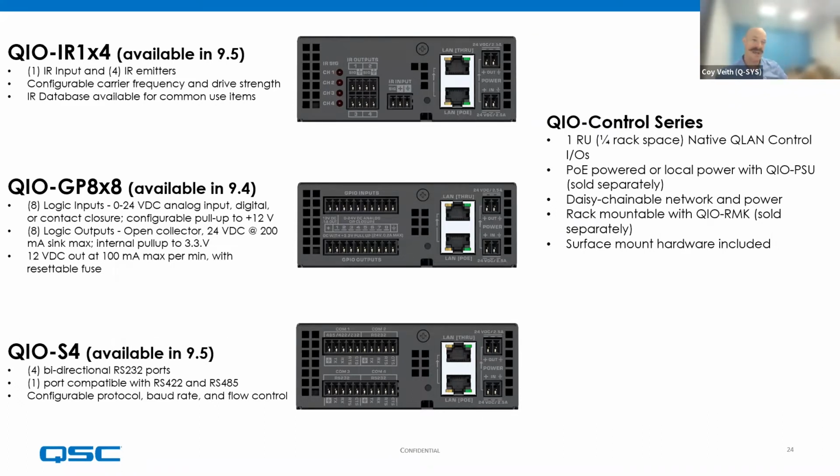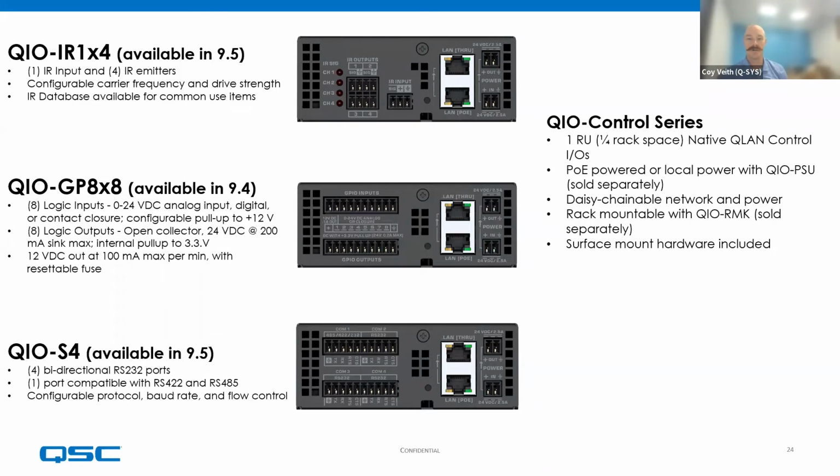We talked about the GP 8x8 a little bit, using our digital IO for driving some relays or some LEDs for a microphone. We also have an IR model here, as well as a serial model that, again, work in the same fashion as the audio. You can daisy chain the network, you can individually PoE power them, you can daisy chain the power if you need to. But again, these essentially work the same way as they do on our cores that have them.